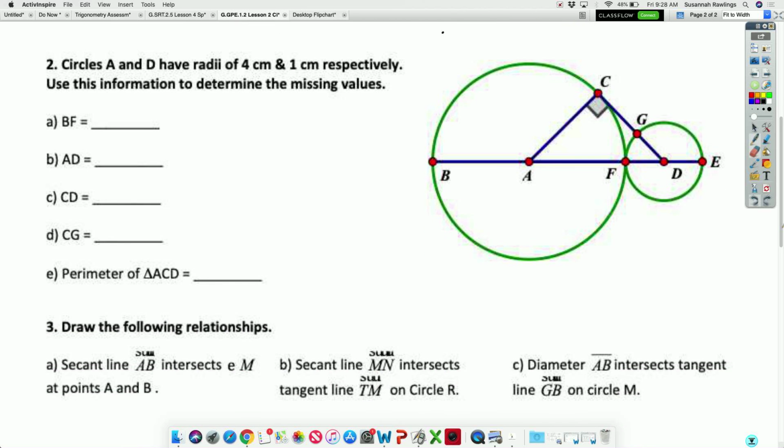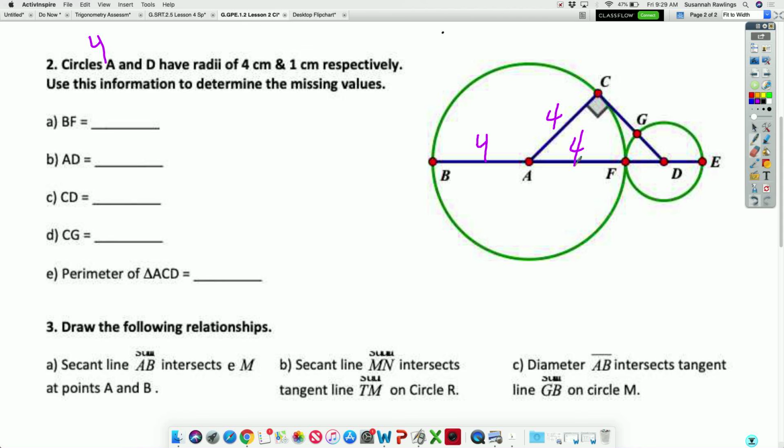Next one, you're going to have to do a little bit of math. It says circles A and D have radii of 4 centimeters and 1 centimeter respectively, which means that circle A has which radius? 4. So that means circle A has 4. So I'm going to go ahead and label radius, radius, radius. Wherever I see a radius, I'm going to put 4.